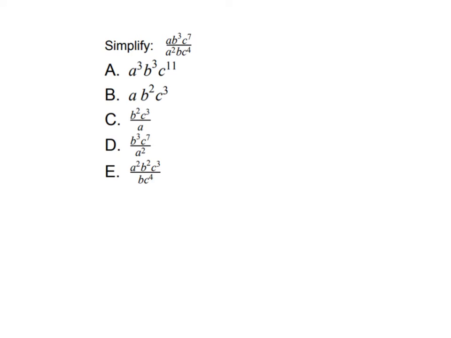This next problem says simplify, and then it gives us this expression. Just some things to remember. B cubed means B times B times B. So same thing. C to the 7th means C times C times C times C 7 times. So you could rewrite this, and we'll write it out just so you can see what's happening. So I have 3 B's on top, 1 A, 7 C's.